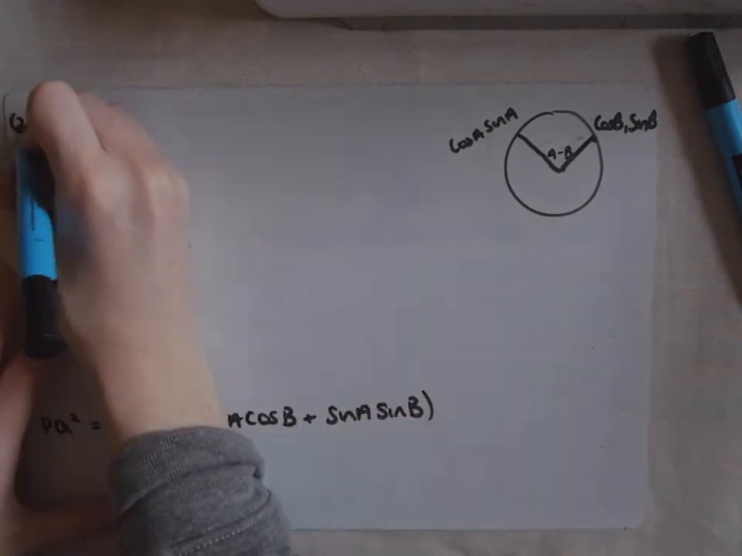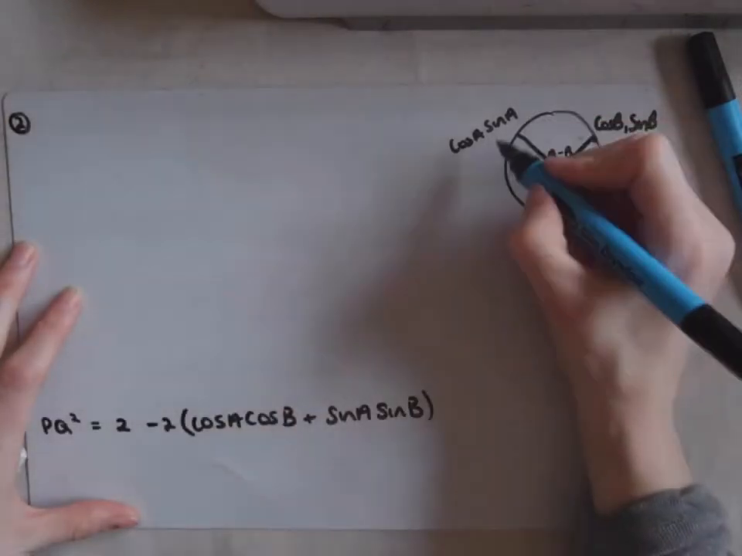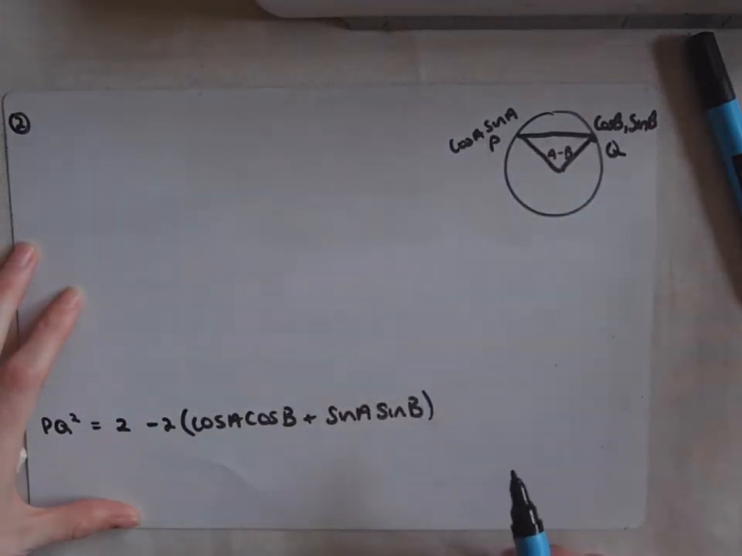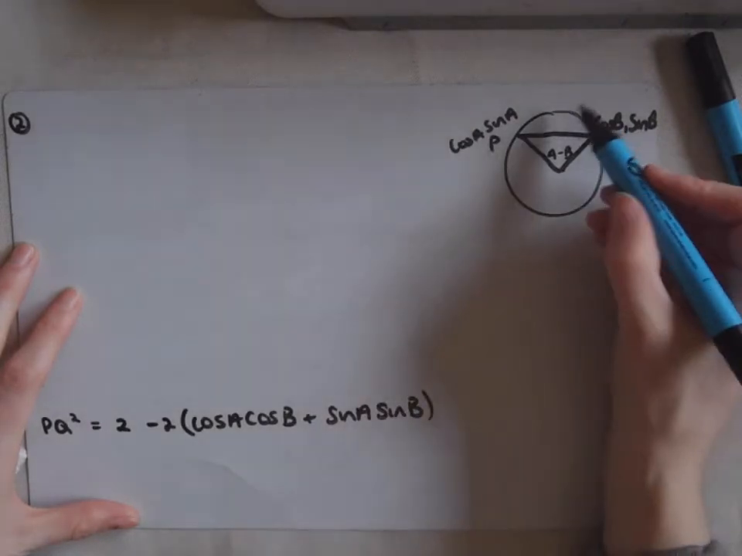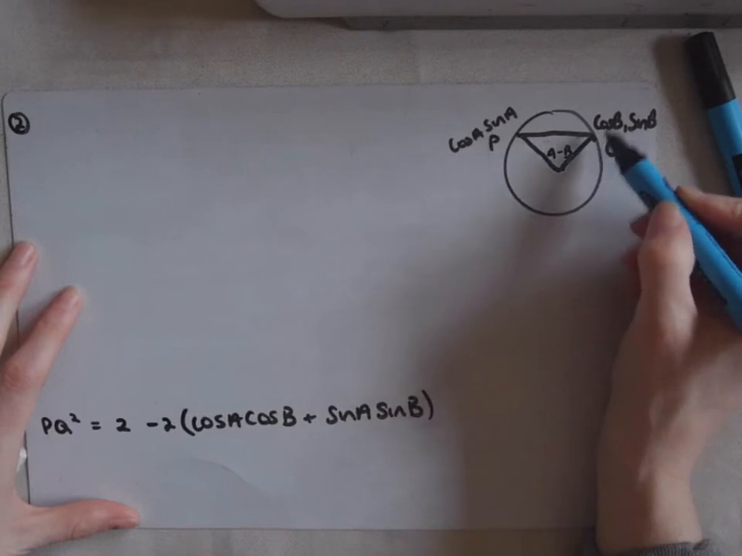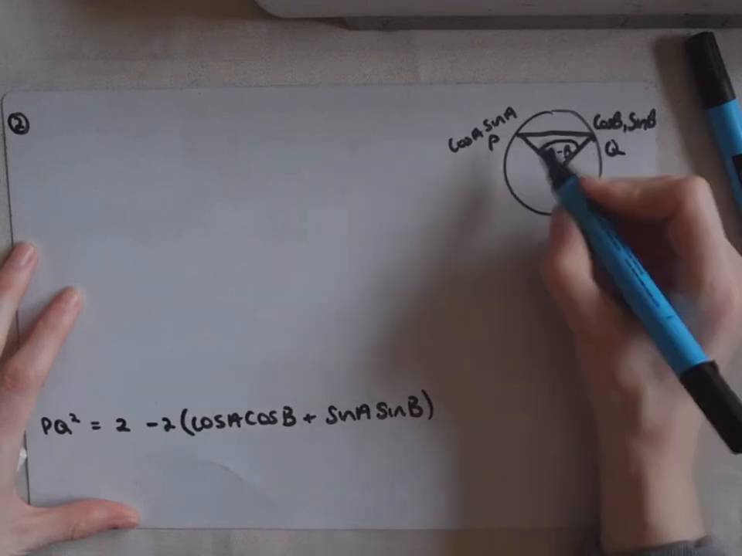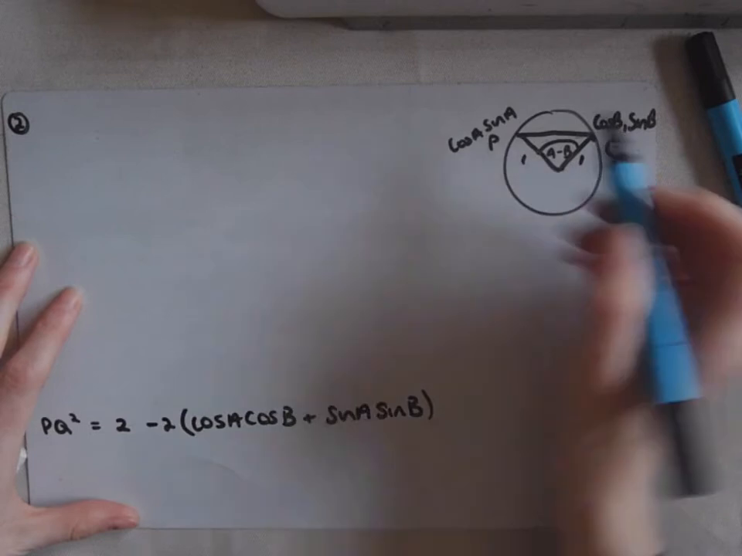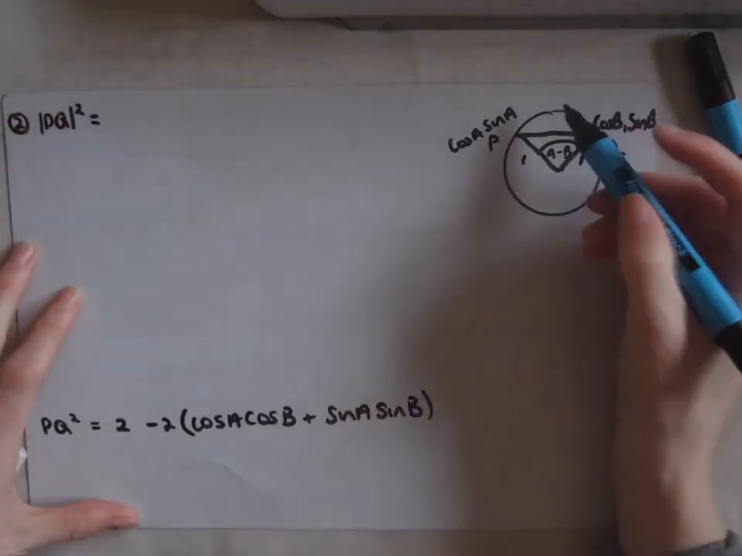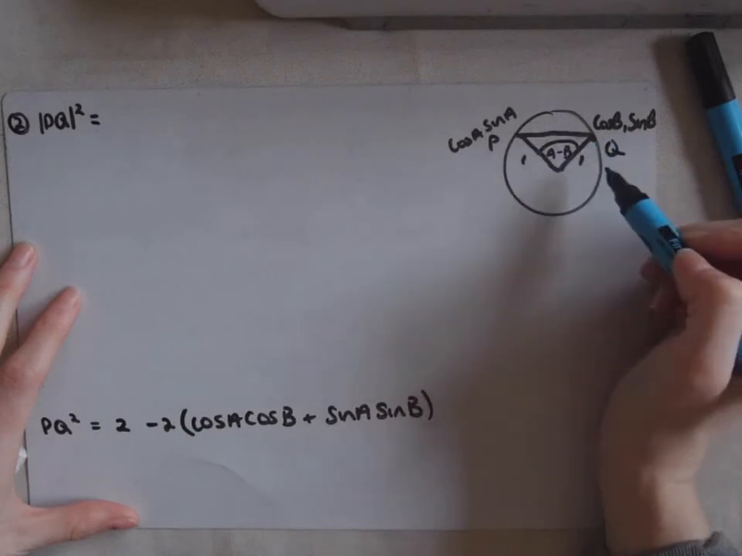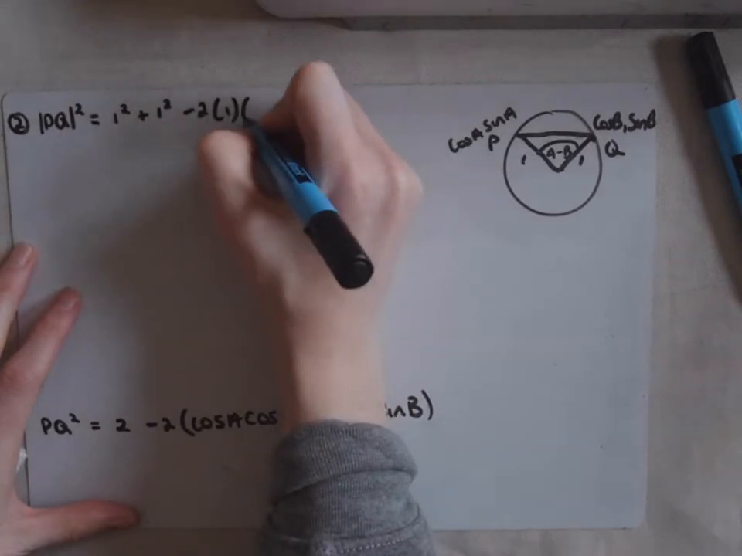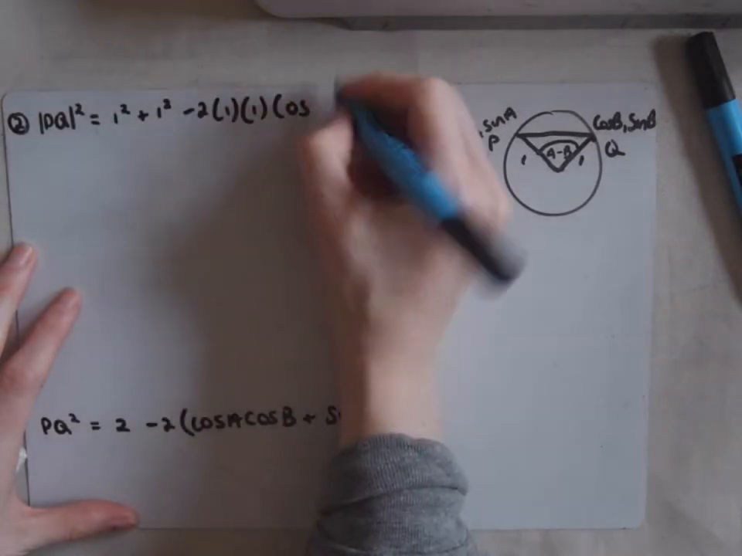Number 2, we said we have to find PQ. I need to find this using the cosine rule. The cosine rule is a squared equals b squared plus c squared minus 2 times bc cos of the angle in between. So PQ squared equals, that's your a squared, b squared plus c squared, so 1 squared plus 1 squared minus 2 times b times c times cos of the angle in between.